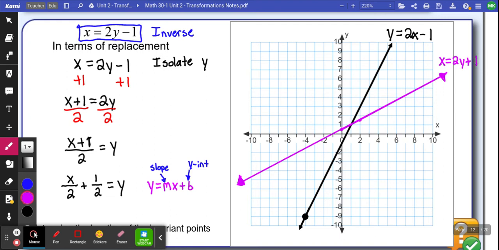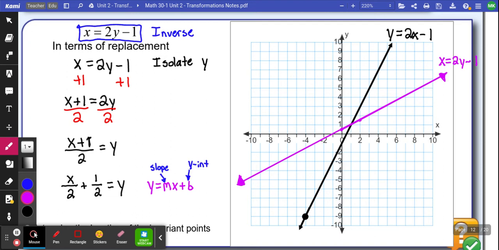X equals 2y plus 1. Yeah, sorry. Minus 1. Not that you can see it in that shaded area that I wrote it, but that's perfect. Okay, visually, something has happened. We have a reflection here.